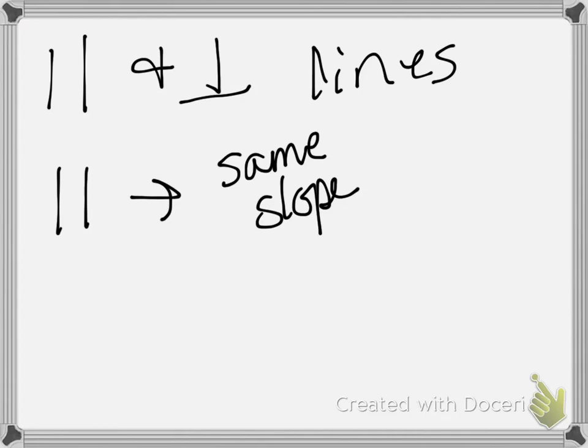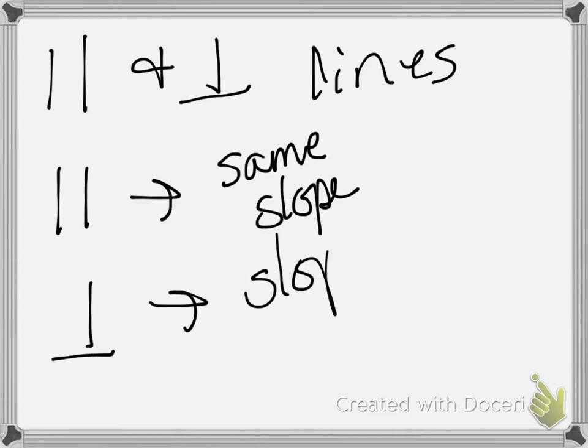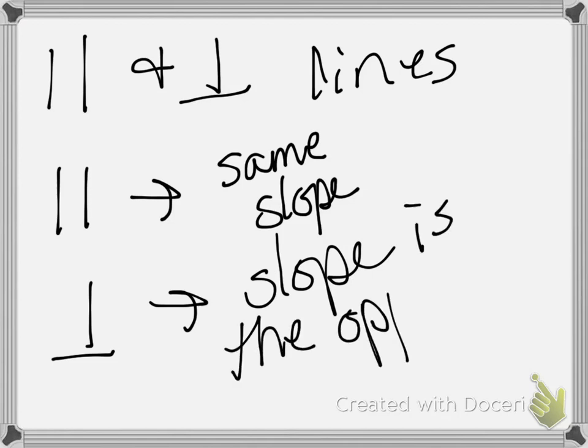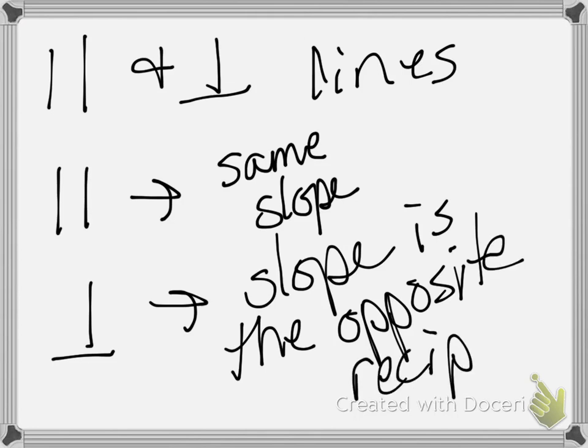Okay, and while we're writing, we're talking about parallel and perpendicular lines. Parallel lines have the same slope. Perpendicular lines, their slope is what? Opposite reciprocals. All right, so that pretty much sums up what's in our notebook.